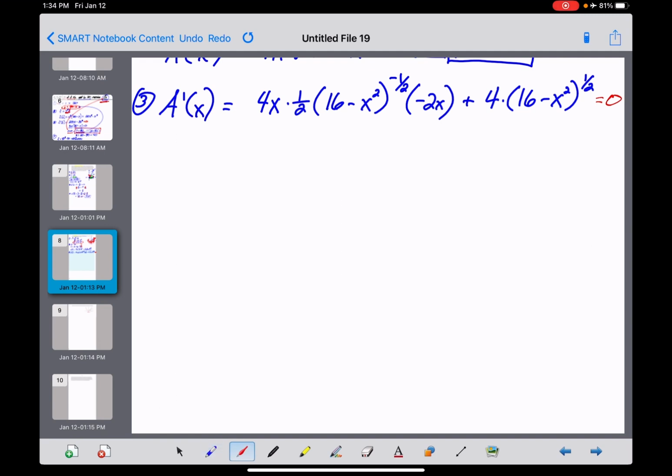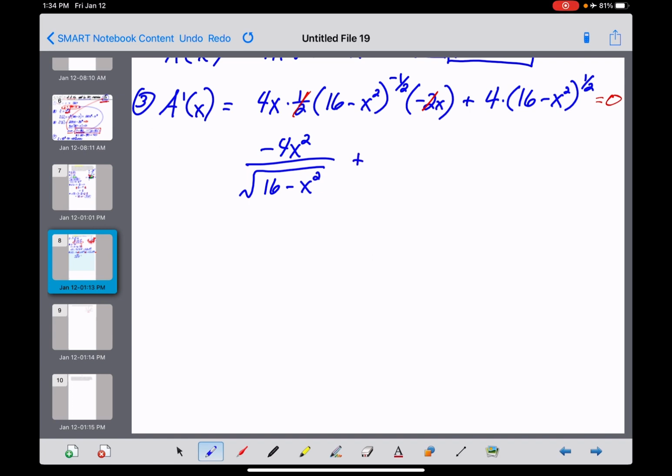So what do I see here, guys? In the first mess, I've got a 1/2 and a 2 that cancel each other out. That's kind of nice. Let's see, that leaves me with a 4x times a negative x, so that sounds like it's a negative 4x squared on the top, all over the square root of 16 minus x squared. And I think that's all I can do there.